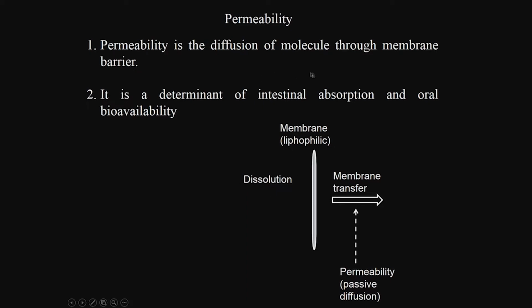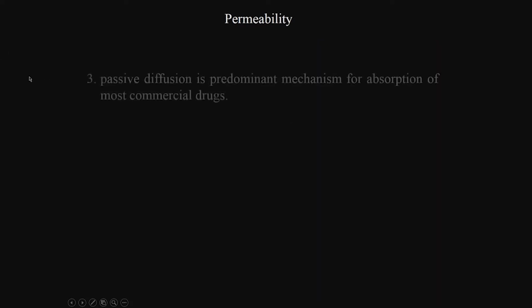So, it is a determinant of intestinal absorption and oral bioavailability, because your intestinal absorption and oral bioavailability depends on this permeability. If the permeability is very poor, like I mentioned, the drug could be solubilized, but it is not getting through the membrane, so it may get excreted, okay. So, that is a problem. So, bioavailability can be poor. So, many factors affect permeability.